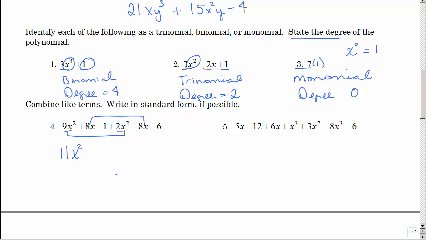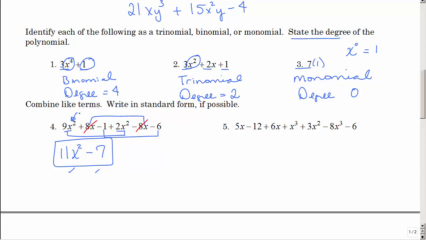Then those x's are the same, but what happens? 8x minus 8x, that 0 goes away. And then we have our constants, and that would be minus 7. And that is in standard form because it's in descending order.